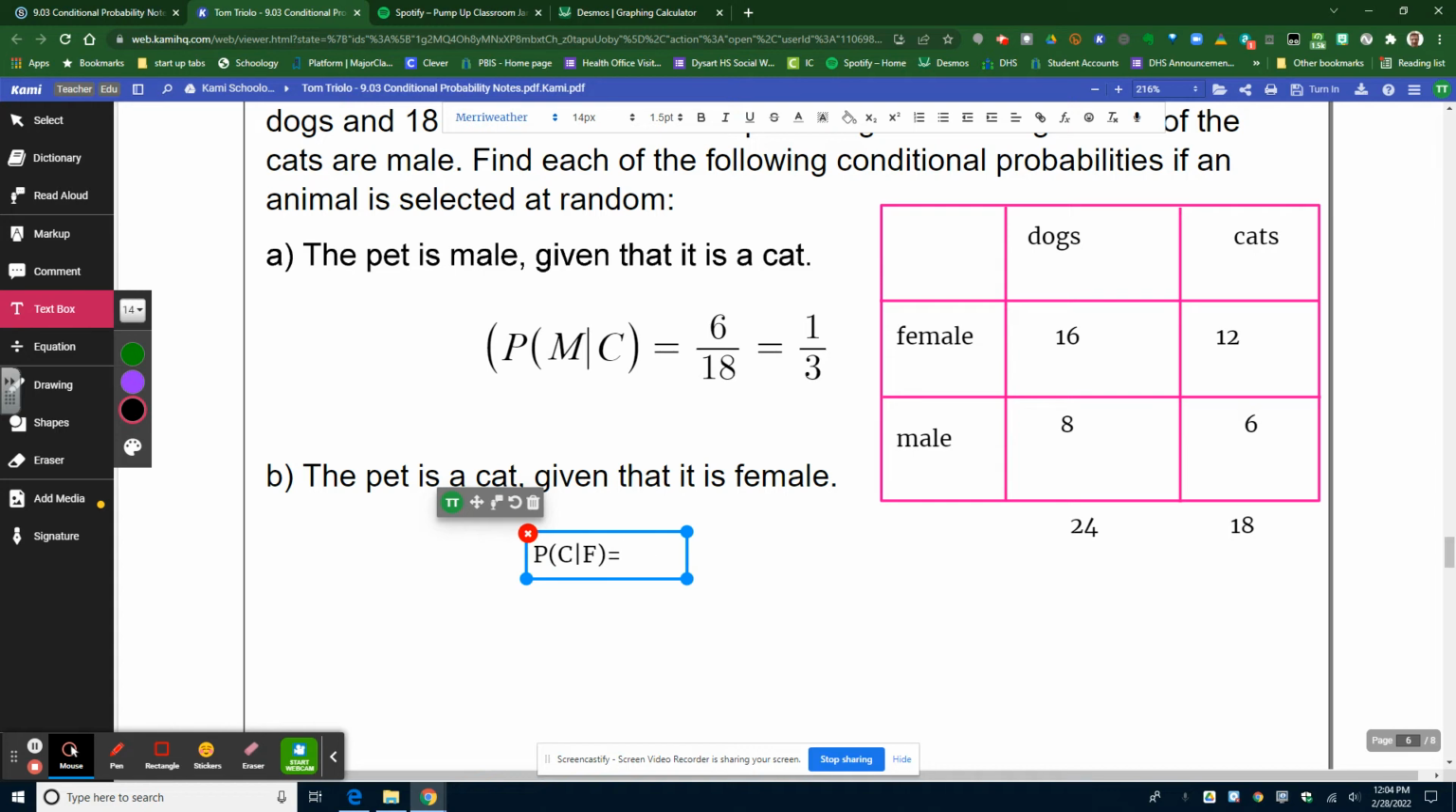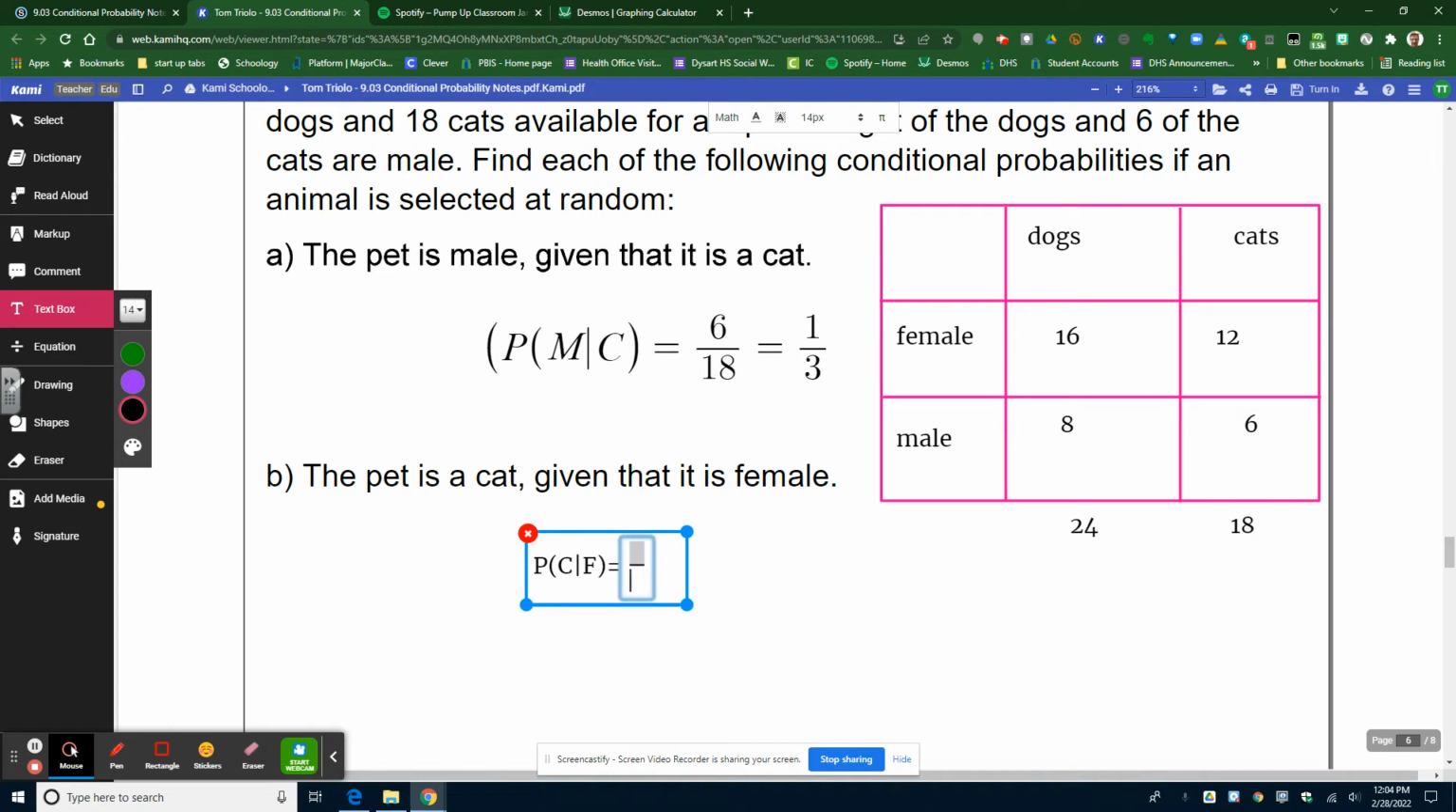And then I'm going to use my equation editor so it'll look prettier. How many females do I have? I'm going to have to add across. I got 28. And then how many of those are cats? 12. Okay, so the GCF is 4. Yep, so 3 sevens.